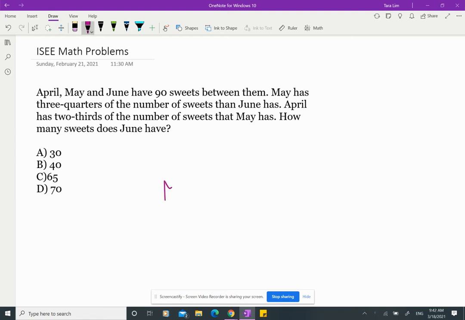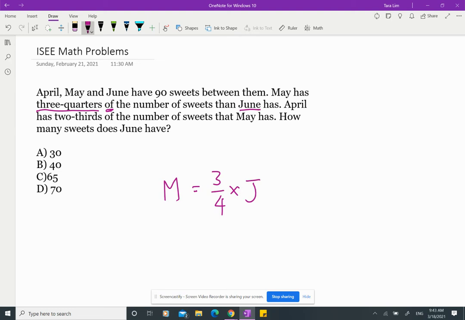So first of all, for May, it says May has 3/4 of the number of sweets than June has. So here we can see the word "of". So 3/4 of means times, so times June has. So we don't know how many sweets June has, so we can just write it out as J.